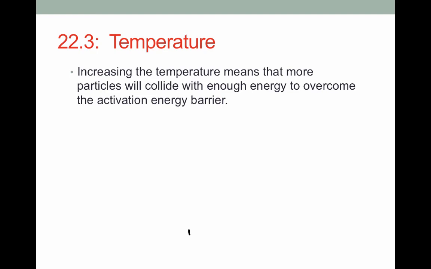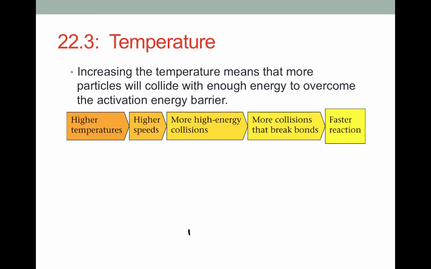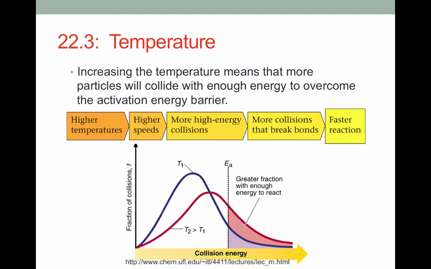If you increase the temperature of a system, this means that the particles will be moving around more quickly and therefore will collide with more energy. Higher temperatures mean higher molecular speeds, which means more frequent high-energy collisions. This will mean more collisions that are capable of breaking bonds and a faster reaction.